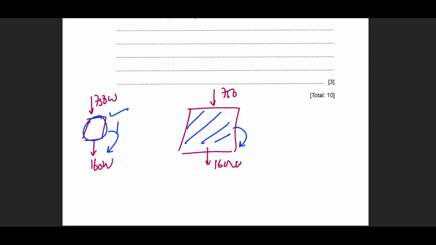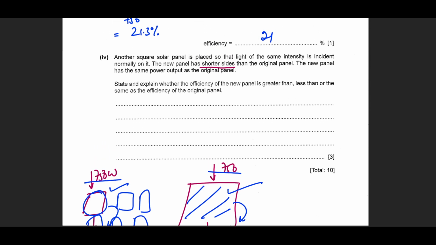Because imagine if I had the same surface area, but if I had used the same number of panels as this surface area, this would be producing more power by receiving 750 from the sun. So using this logic, we will say that the shorter sides, first we state which one has a higher efficiency. Shorter side has a higher efficiency, right? They have the same output.